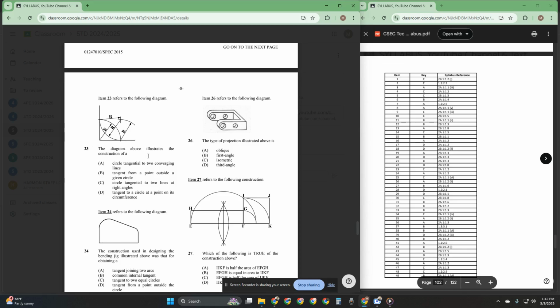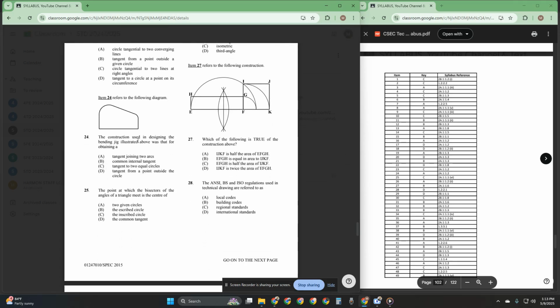23, the diagram above illustrates the construction of a, okay, so this is the diagram here. A circle tangential to two converging lines. The tangent from a point outside a given circle. Circle tangential to two lines at right angles. The tangent to a circle at a point on its circumference. 23C. Yeah, C is definitely it. It's a circle, so this is the curve of the circle here, and it's tangential to two lines.